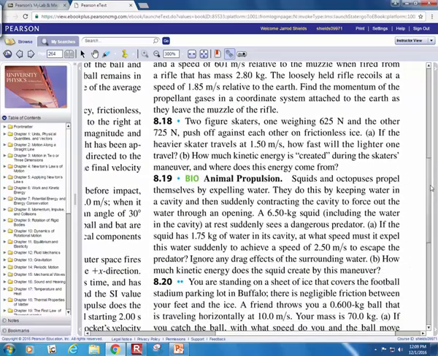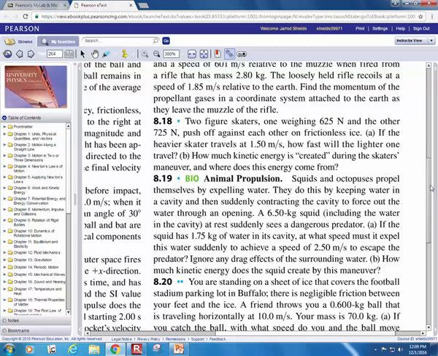My bad. Start over. Two figure skaters, one weighing 625 newtons and the other 725 newtons, push off against each other on frictionless ice, which for the most part, ice is frictionless or very low friction. If the heavier skater travels at 1.5 meters per second, how fast will the lighter one travel? How much kinetic energy is created during the skaters' maneuver, and where does the energy come from?